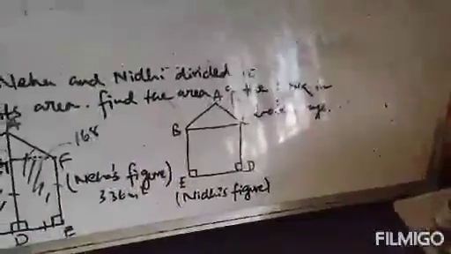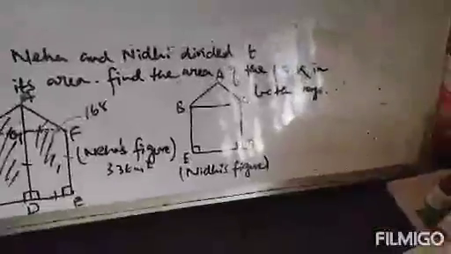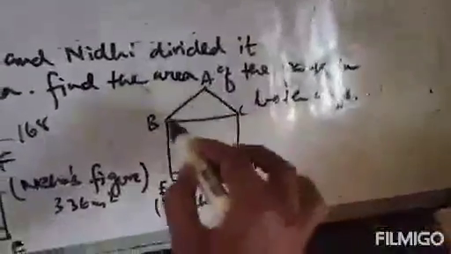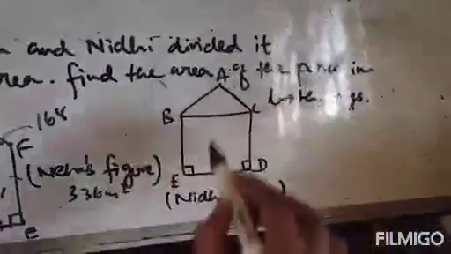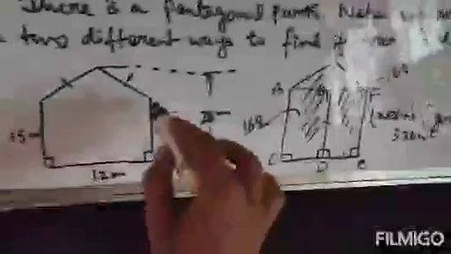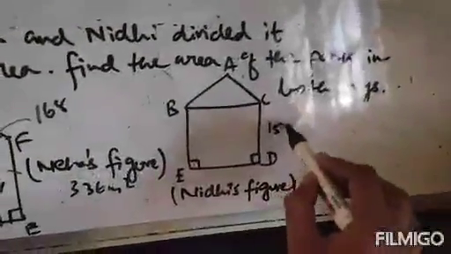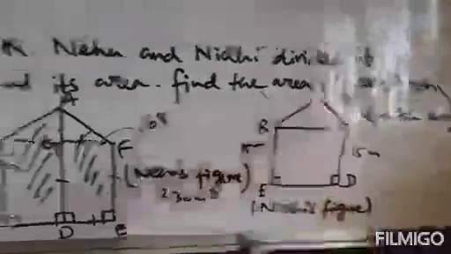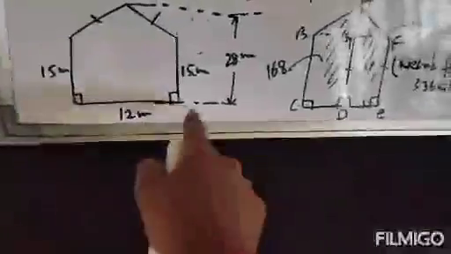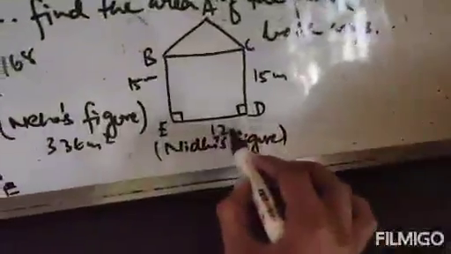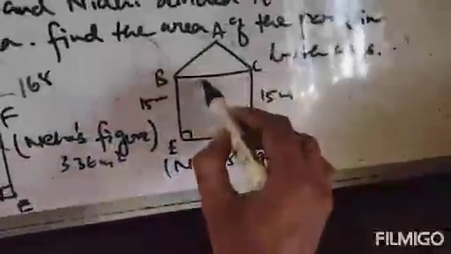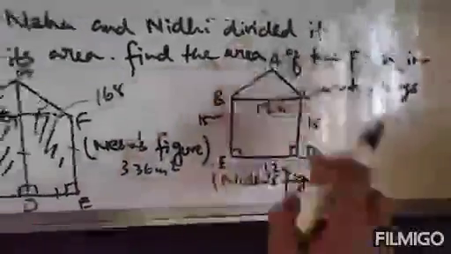Now see, she divided the park into two parts. One is this triangle portion and this is the quadrilateral portion. So the length given, this is 15 meter, this is 15 meter. So here it is also 15 meter, clear. And this is 12 meter. So if this is 12 meter, this is also 12. That means this is a rectangle portion.